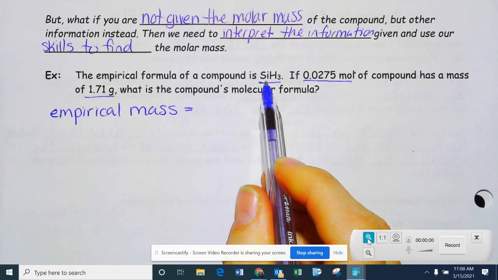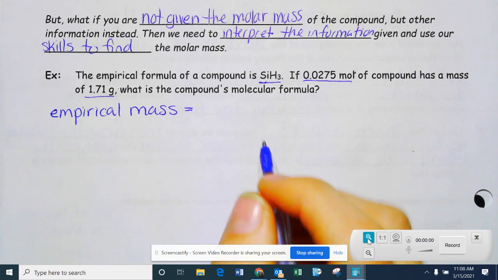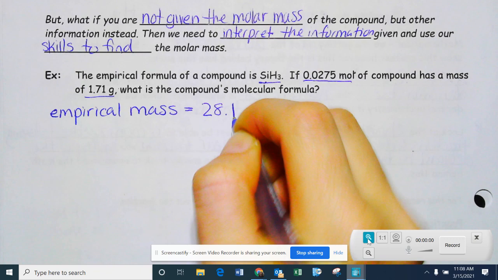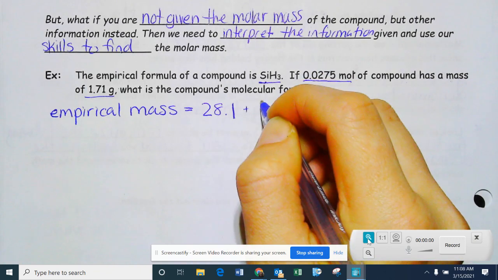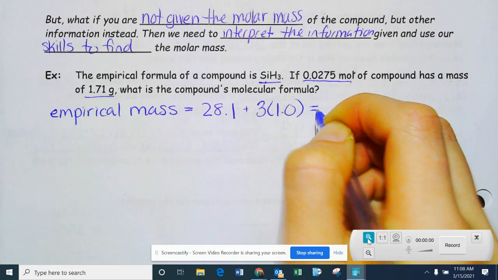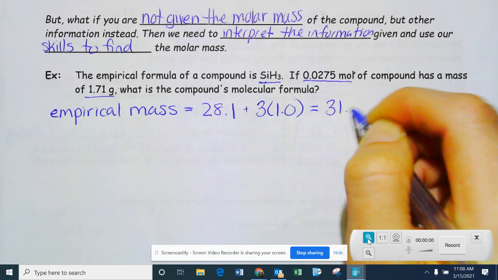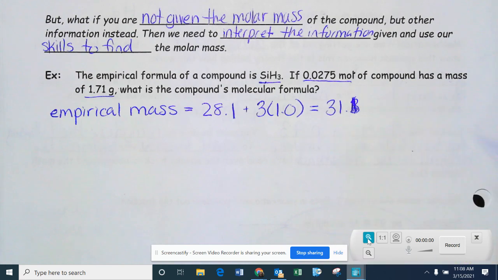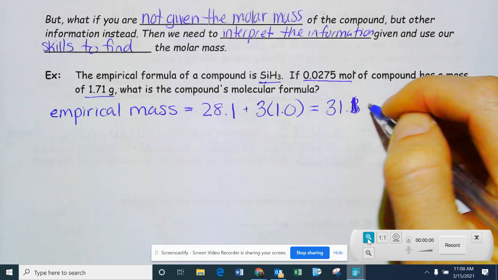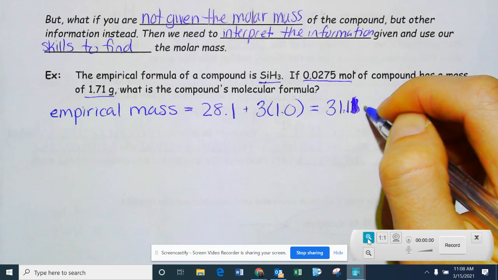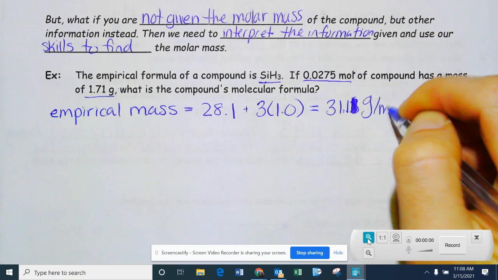So I've got silicon, which has a molar mass of 28.1 grams per mole. And I've got 3 hydrogens, which has a mass of 1. So I end up with 31.1. Whoops, not 3, 30.1. That's a 1. Grams per mole.